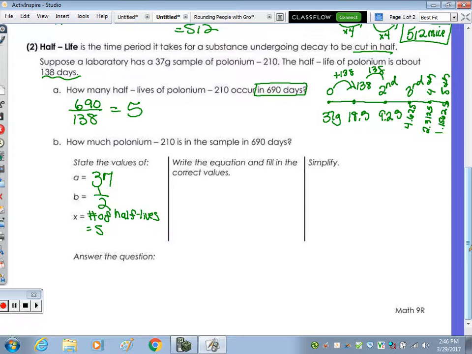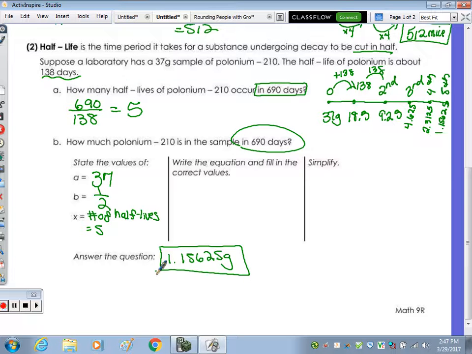Okay? How much is left, or how much of the sample do we have in 690 days? We have 1.156. Good. Make sure, yes, you include your unit.